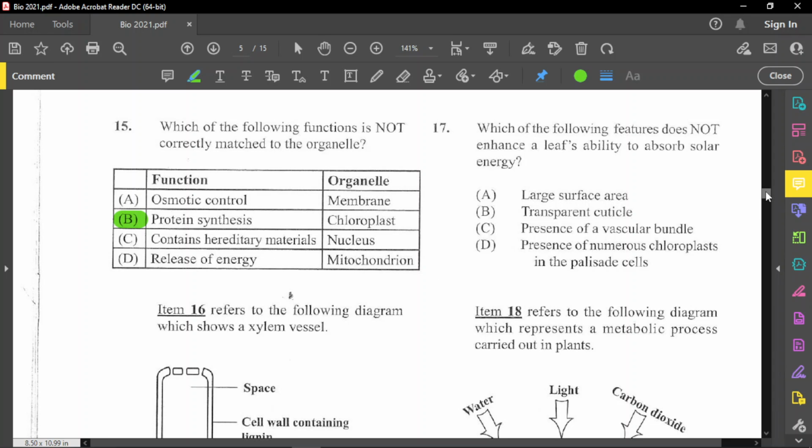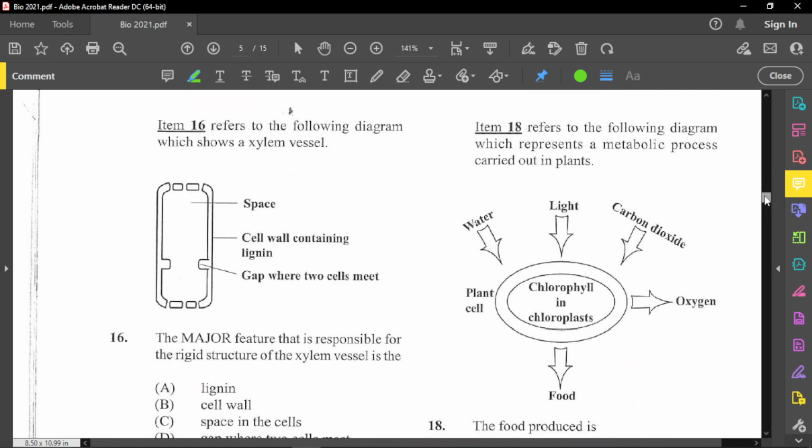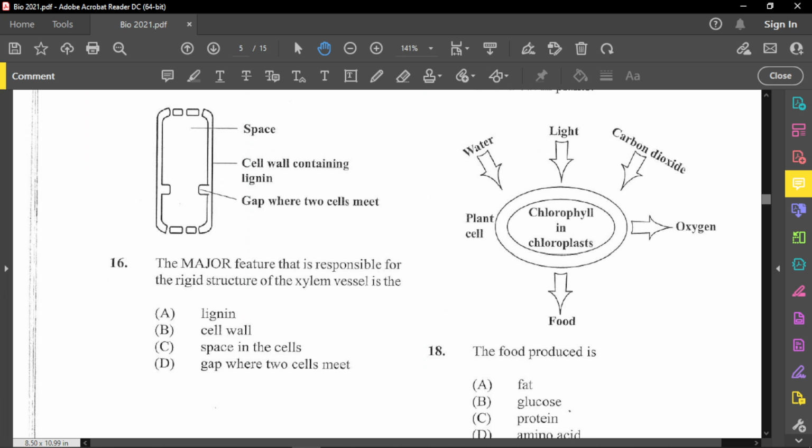All right, so question number 16 now on our list. Question number 16 says, refers to the following diagram, which shows a xylem vessel. And just to point this out, xylem is responsible for transporting water and mineral salts throughout the plant, and xylem cells are pretty much dead cells. Okay, so let's go to the question here. It said the major feature that is responsible for the rigid structure of the xylem vessel is what? And right off the bat here, we know that it is lignin. Lignin is what will give strength to the xylem. Again, the xylem is dead cells.